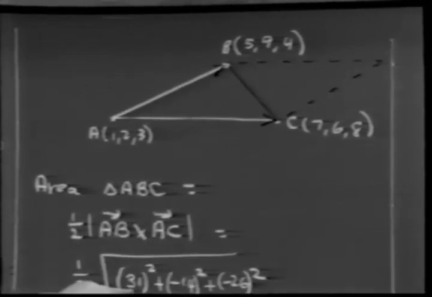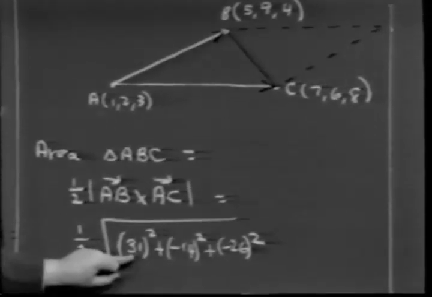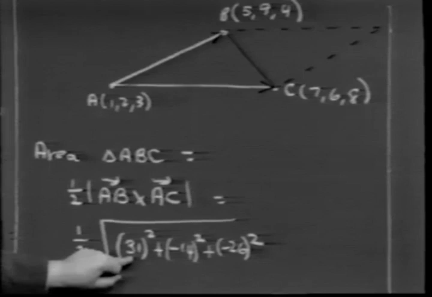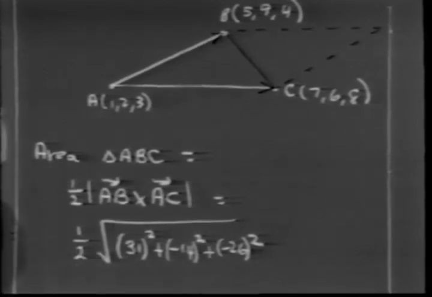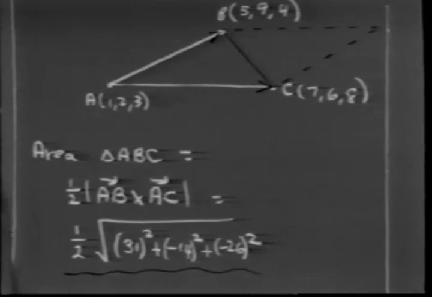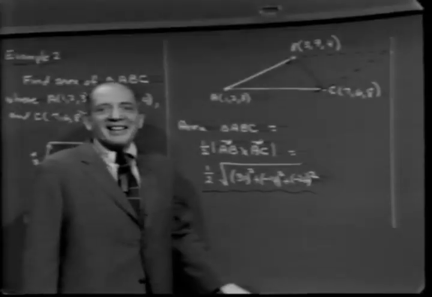How do we find the magnitude of AB cross AC? We square each of its components, add them, and extract the positive square root, as usual. Without going through the details, it's simply going to be what? This particular amount. And the rest is arithmetic's baby, so to speak.